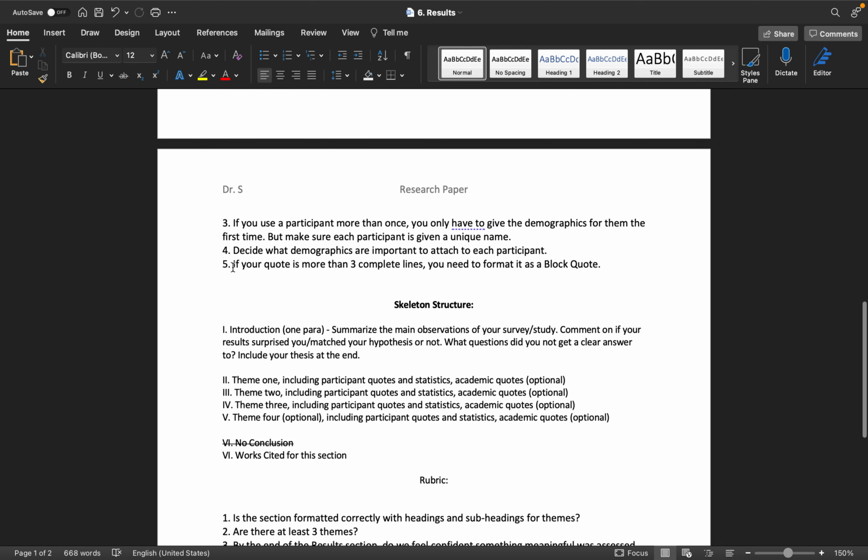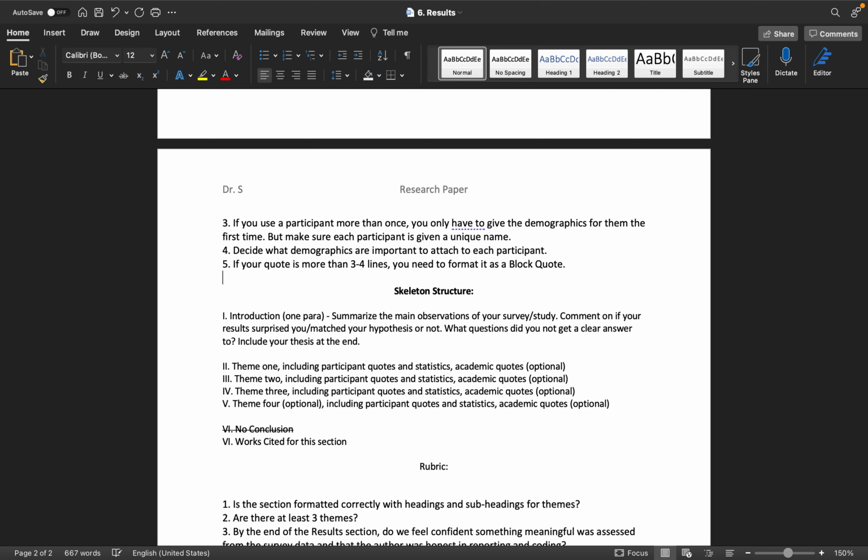And just a reminder, and this goes for academic quotes as well: if it's more than 3 or 4 lines, you need to format it as a block quote. And that's something you can look up. But basically, a block quote is separated from the paragraph, and every line is indented. So it looks different, and it doesn't have quotation marks.